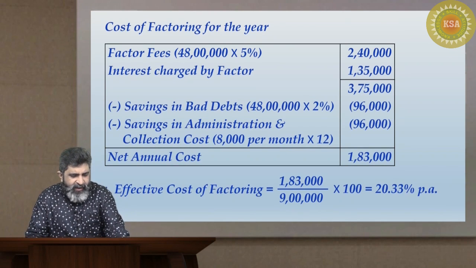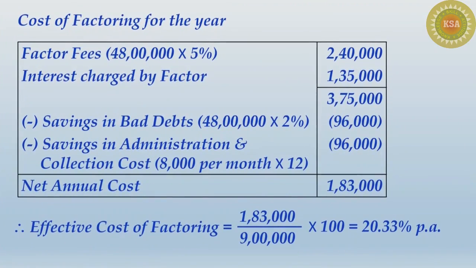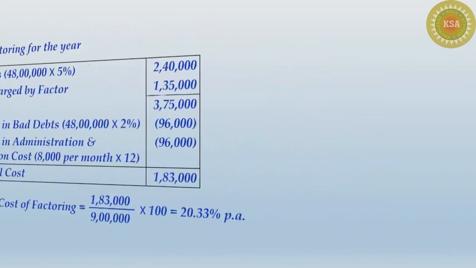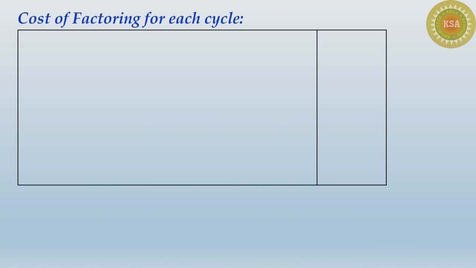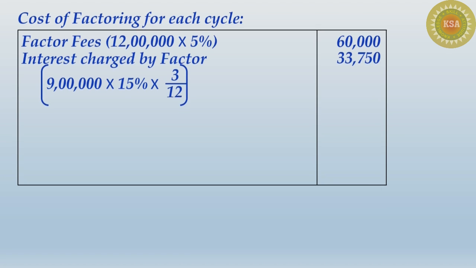Let us write an alternative mode of solving this question, and that will be on a per cycle basis initially. So please carefully take note of this whole thing. In this alternate method, you can write calculation of cost of factoring for each cycle, and the factor fees will be 5% of 12 lakhs, because in one cycle the sale made is 12 lakhs. Interest charged by factor, it will be 9 lakhs into 15% into 3 by 12, that is 33,750. Aggregate of these two is 93,750.